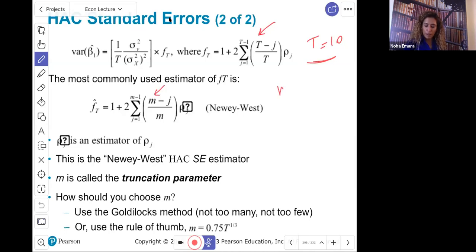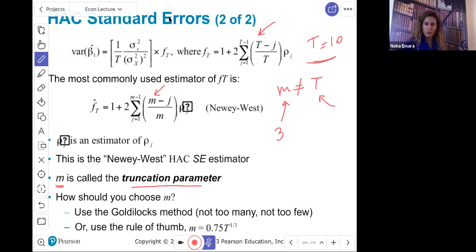So M is not equal to T. T is everything, like the whole data set. I might only be interested in 3 years in the past, okay? So in order to do that, we need to truncate this data set, cut this data set, shorten this data set. And that's why this M is called the truncation parameter, which means, when do you want to stop your autocorrelation to be computed?